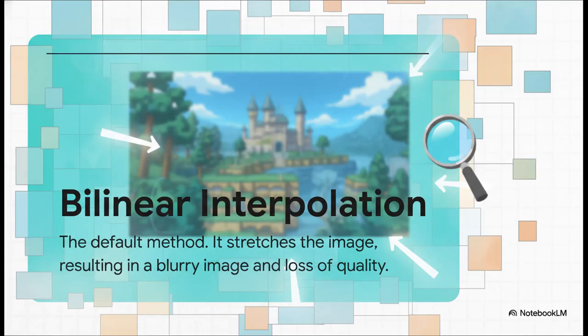All right, first up is the default method, bilinear interpolation. You can think of this as the just wing it approach. It stretches the image, and then for all the new empty spots, it looks at the pixels next to them and just averages their colors together. It's like mixing a bunch of paint colors. You just end up with a murky, less defined blob. And that blob is the blur we all hate.